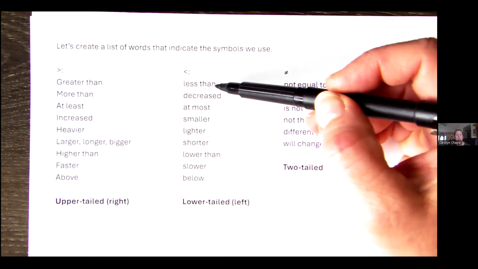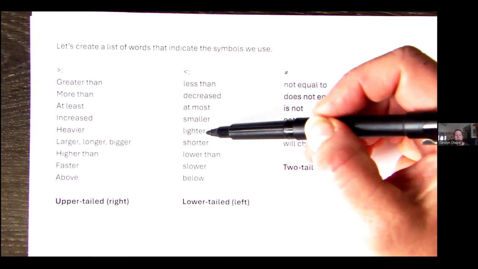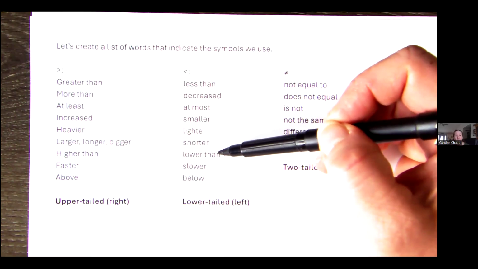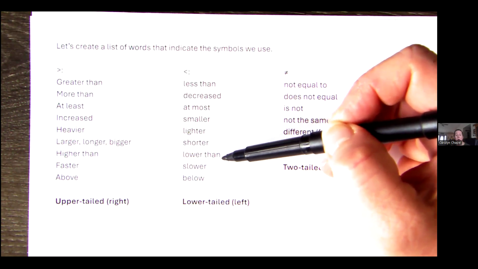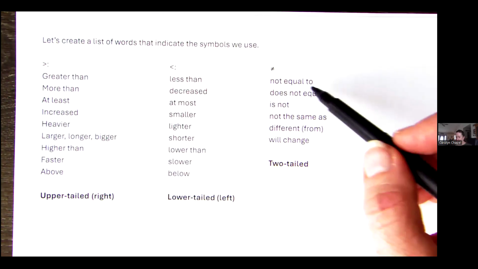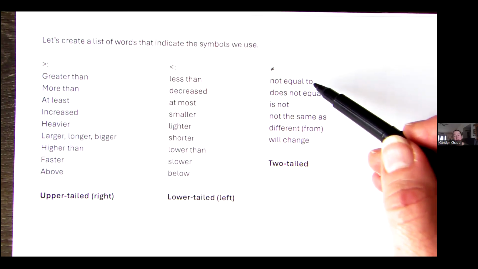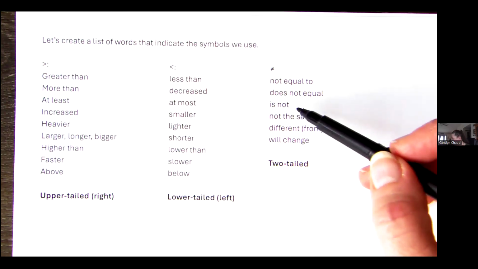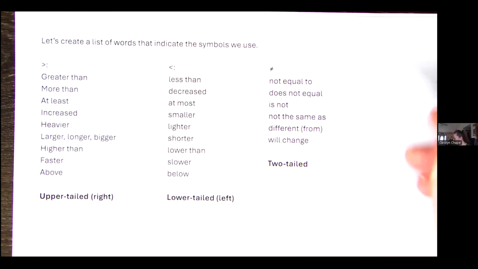Less than would be less than, decreased, at most, smaller, lighter, shorter, lower, slower, below. And then our not equal would be, of course, not equal, does not equal, is not the same as, different, or will change.